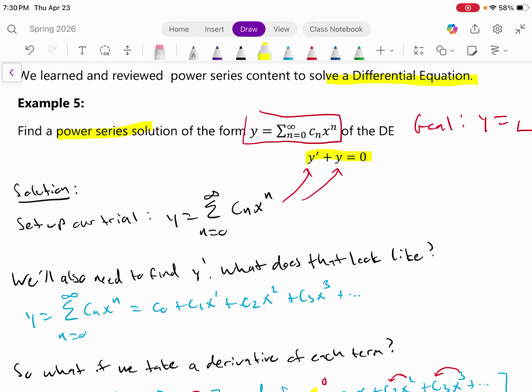So that's it for this video and for section 6.1. Thank you for watching. In the next couple sections, we're going to learn how to solve these differential equations using power series, second order, and also different centers. This one here was just centered at 0.